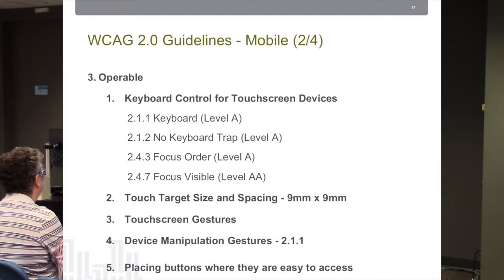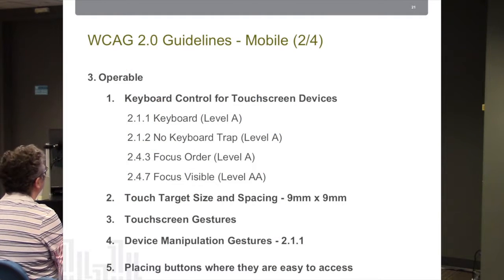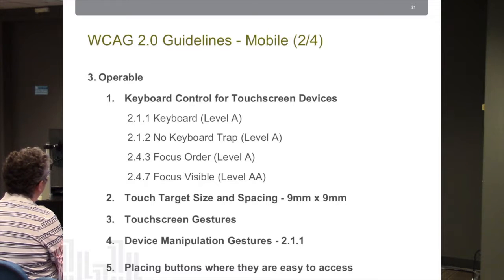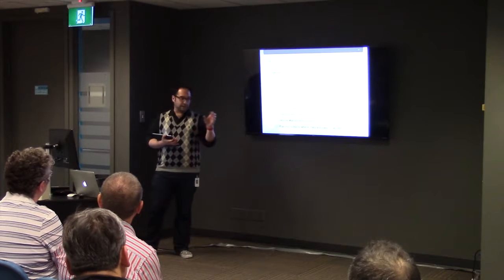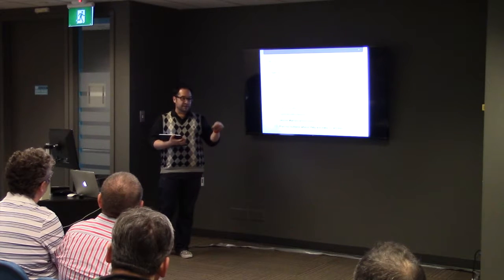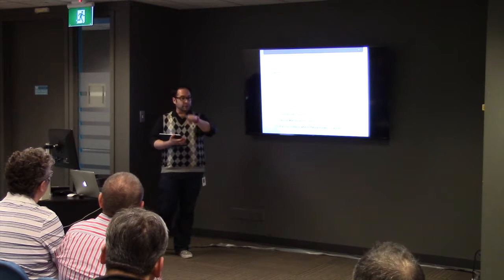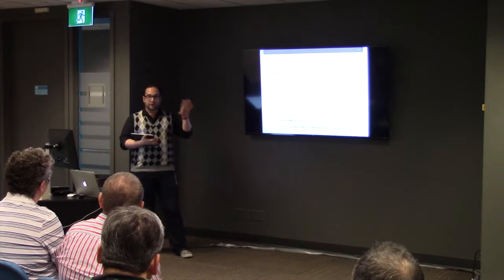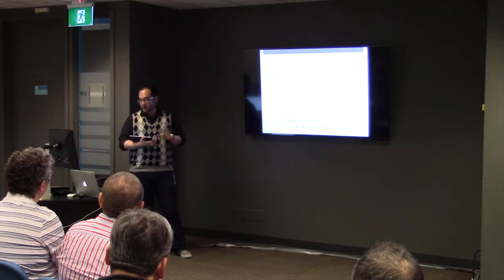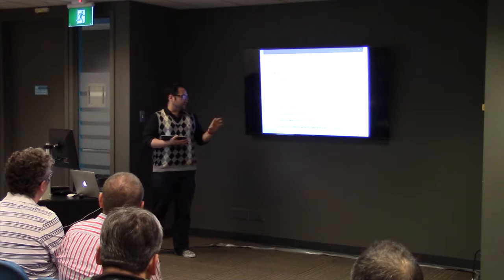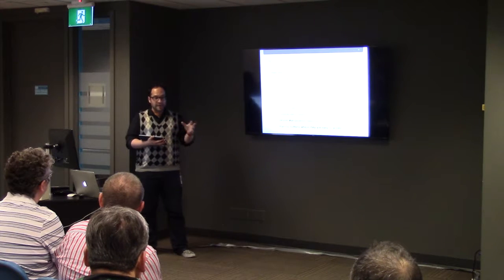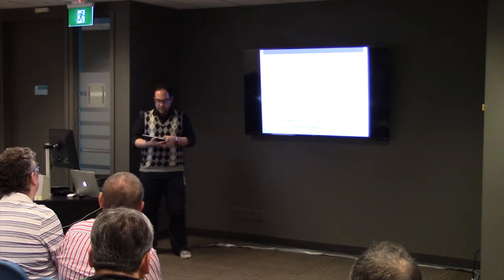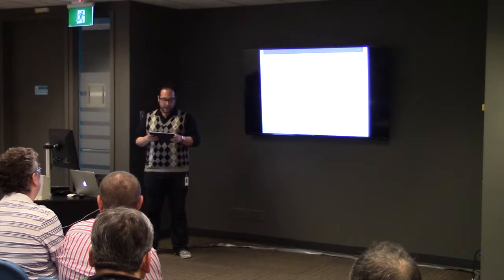And again, in line with touch target size and spacing, you want to make sure that when you're placing buttons, they're in a place that is easy to access, because people who are blind using an iPhone will actually scan the perimeter of a touch screen in order to find out where landmarks are on a page. So placing them in easy to access places makes it easier for people to identify the components in your application.